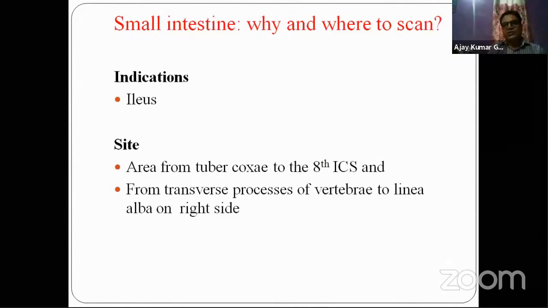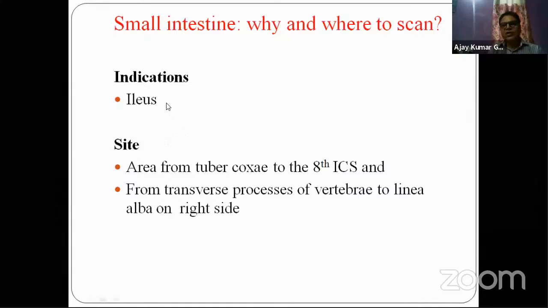Now coming to small intestines, which are also scanned from the right side. All these structures which we have been discussing till now, they are scanned from the right abdominal wall. The small intestines, why they should be scanned? They are scanned to detect ileus. Ileus is a condition where you find that the intestines are distended, they are amotile, and this ileus can represent a number of disease conditions.